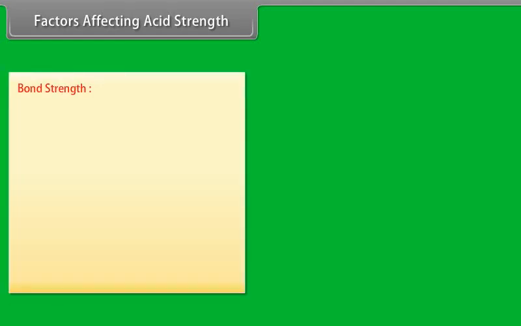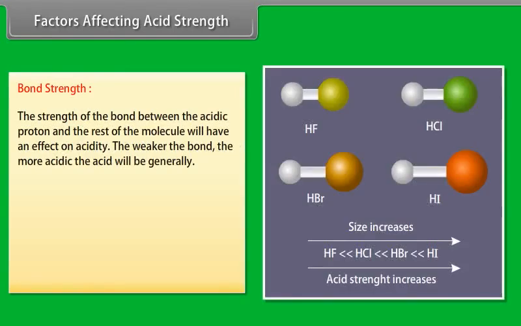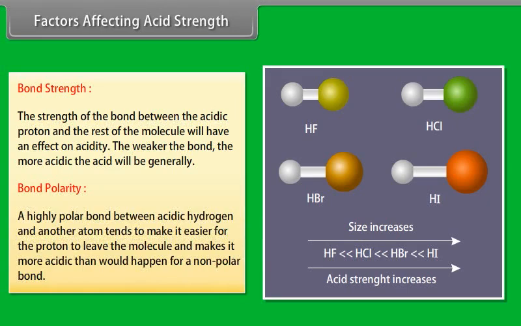Factors affecting acid strength. Bond strength. The strength of the bond between the acidic proton and the rest of the molecule will have an effect on acidity. The weaker the bond, the more acidic the acid will be generally. Bond polarity. A highly polar bond between the acidic hydrogen and another atom tends to make it easier for the proton to leave the molecule and makes it more acidic than would happen for a non-polar bond.